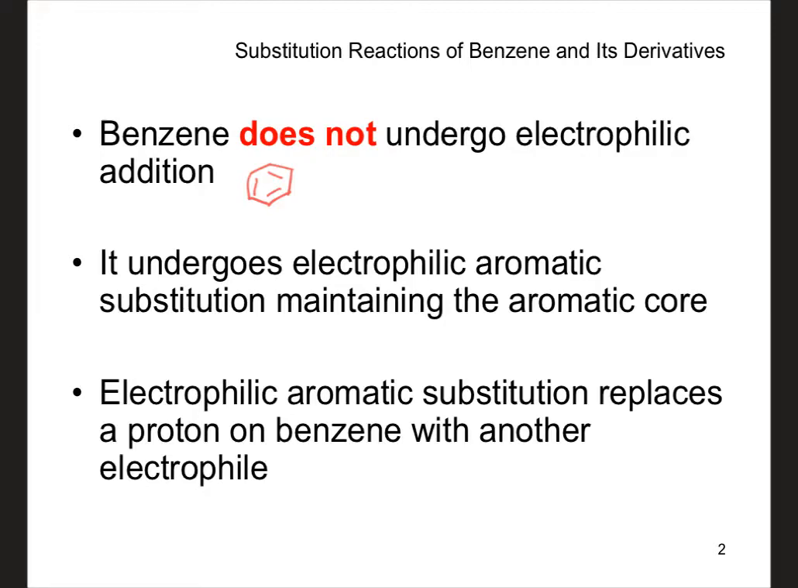So even though the first couple steps might seem like, oh, that looks like an addition reaction, the end game is not the same, because benzene is aromatic, and having an aromatic core is kind of like being in the golden land. That's like having a really stable scenario, and benzene would not want to let go of that situation.